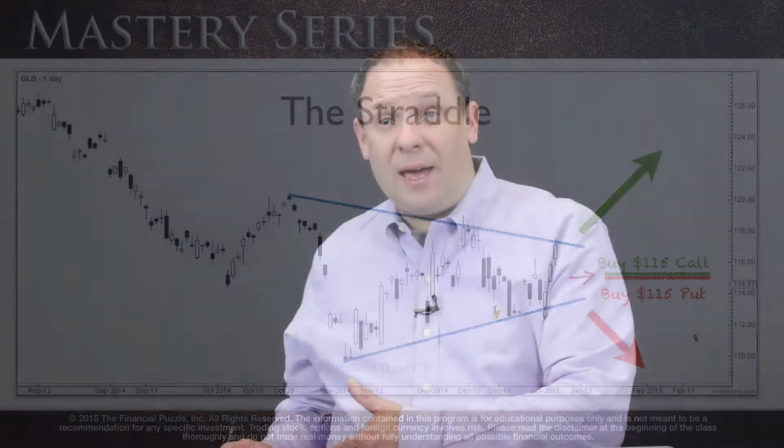Now if the trade goes down below 115, great, we're making money on the put. If the stock goes up above 115, great, we're making money on the call. We don't really care. I've heard some people call this a chicken trade because you don't care. Whichever way, right? It seems like it's the perfect trade. Again, we'll talk about the downside in just a minute.